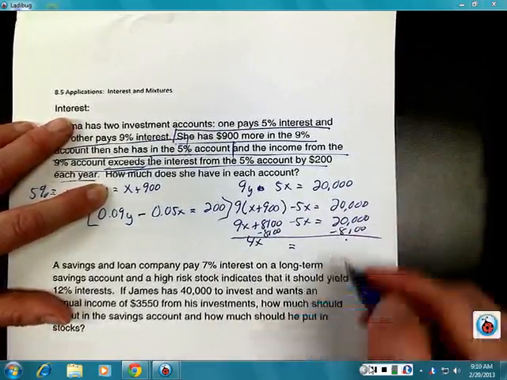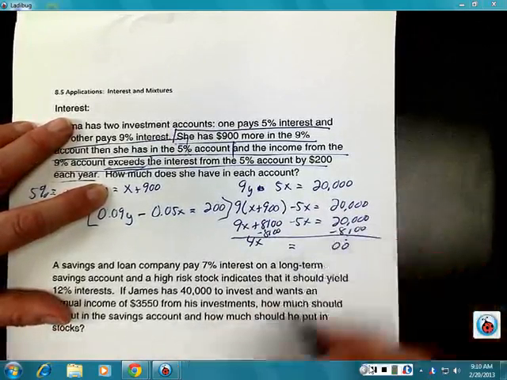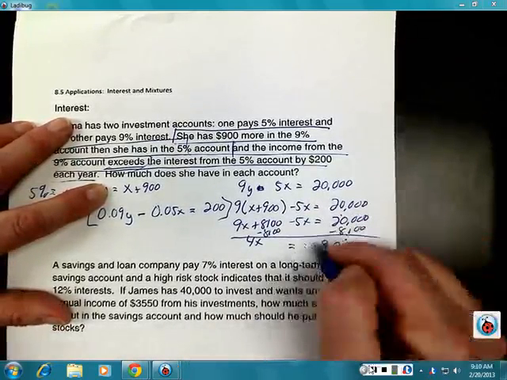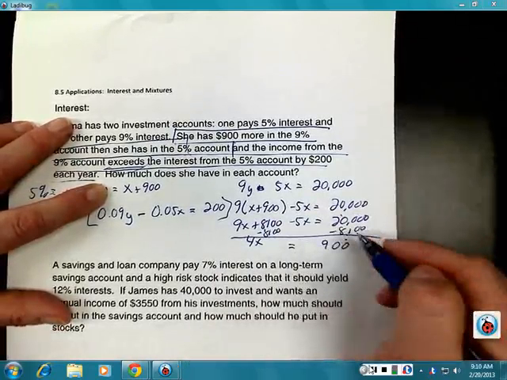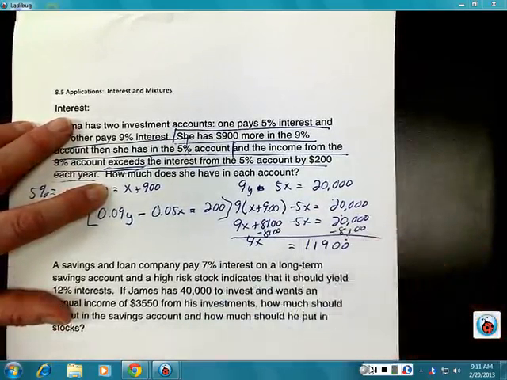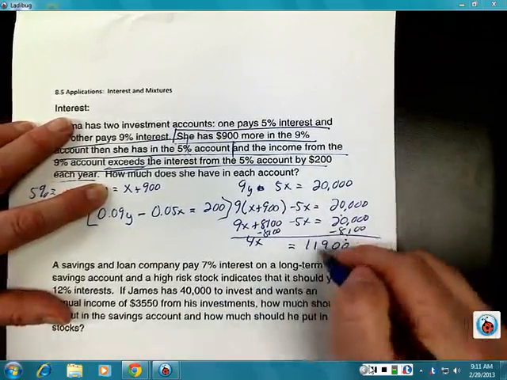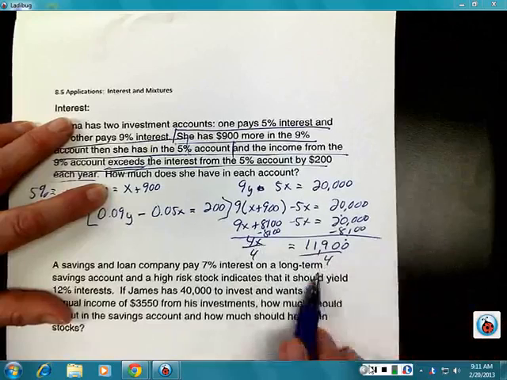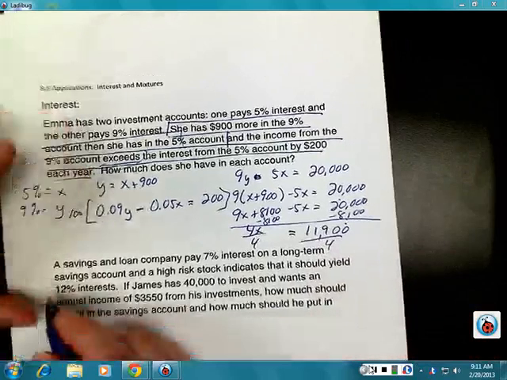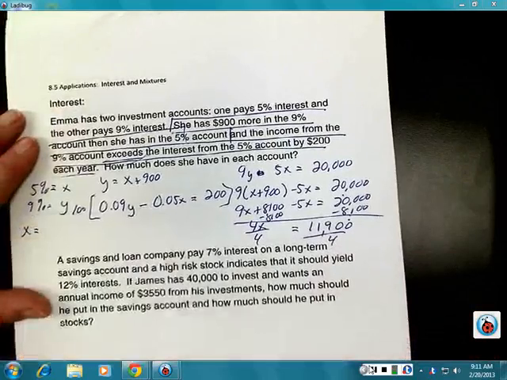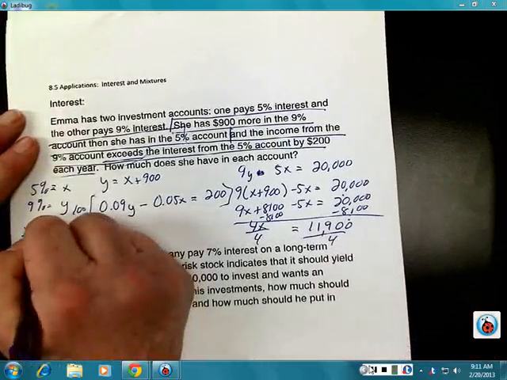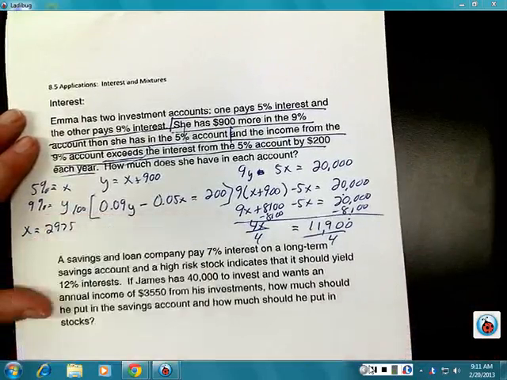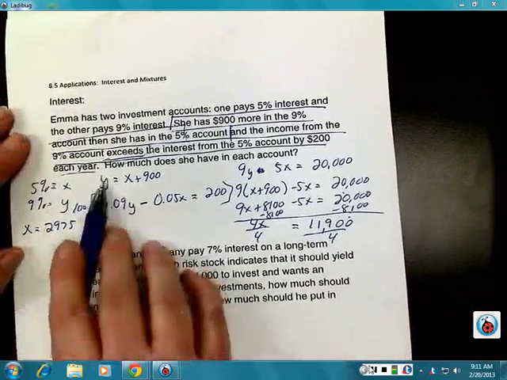20,000 minus 8,100 is 11,900. I think that's right. Divide by 4. 11,900. Yep. Divide it by 4. Tell me what X happens to be. So X is going to equal, what was it again? 2,975. One more time. 2,975. Okay.